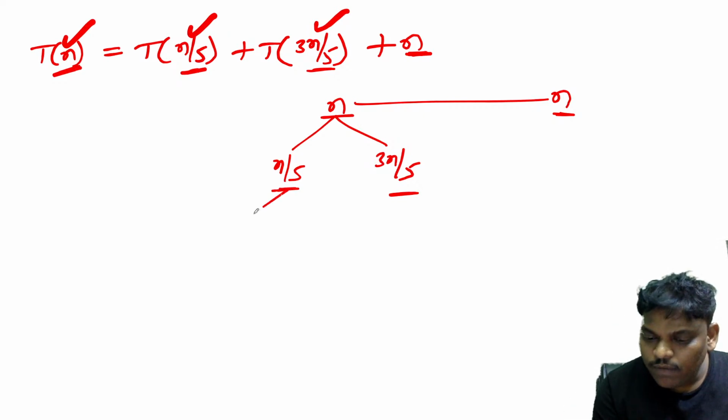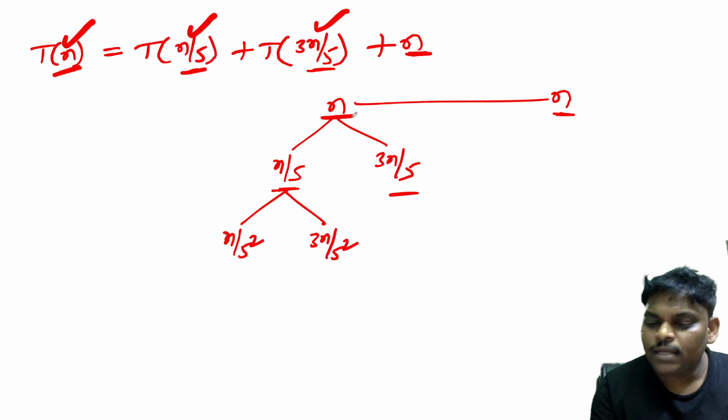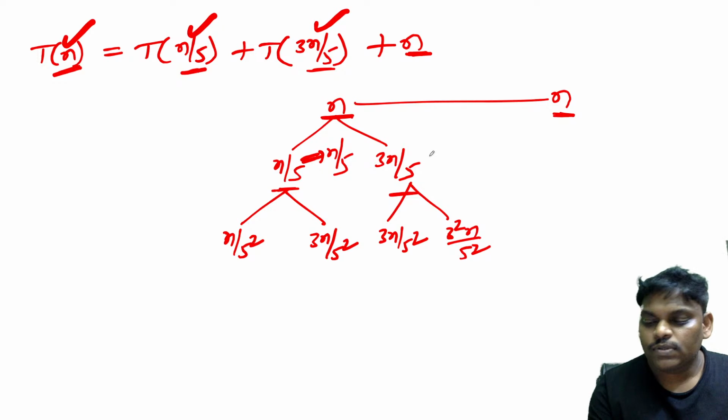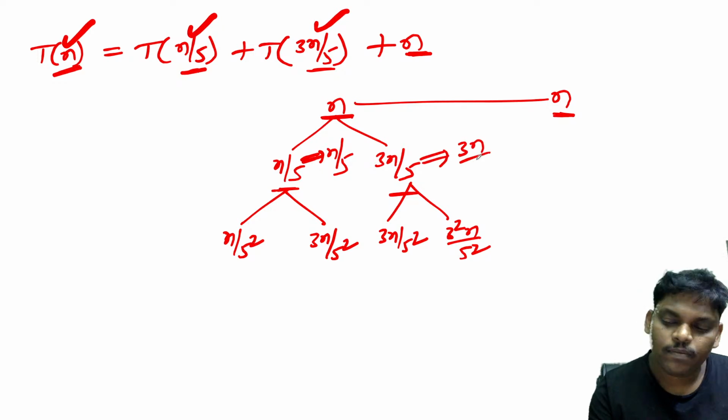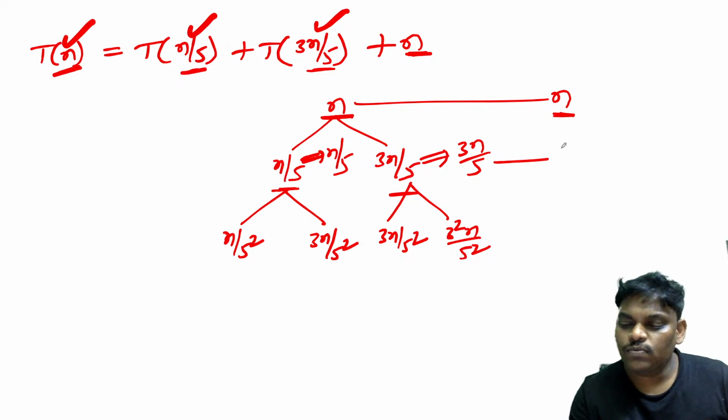How will n by 5 be divided into two parts? Left side multiply by 1 by 5, right side multiply by 3 by 5. So it is n by 5 square and 3n by 5 square. Same way, 3n by 5: left multiply by 1 by 5 gives 3n by 5 square, right multiply by 3 by 5 gives 3 square n by 5 square. Overall, n by 5 plus 3n by 5 goes to 4n by 5.